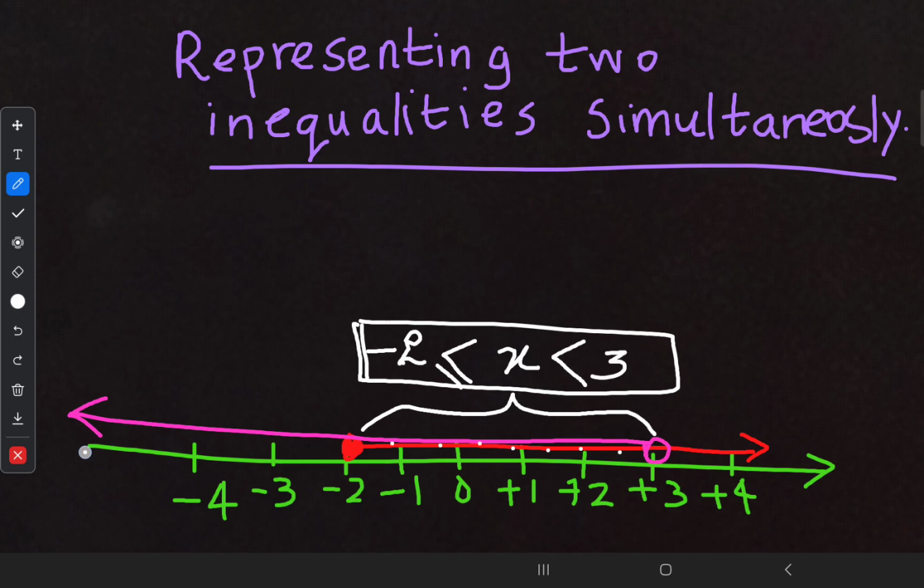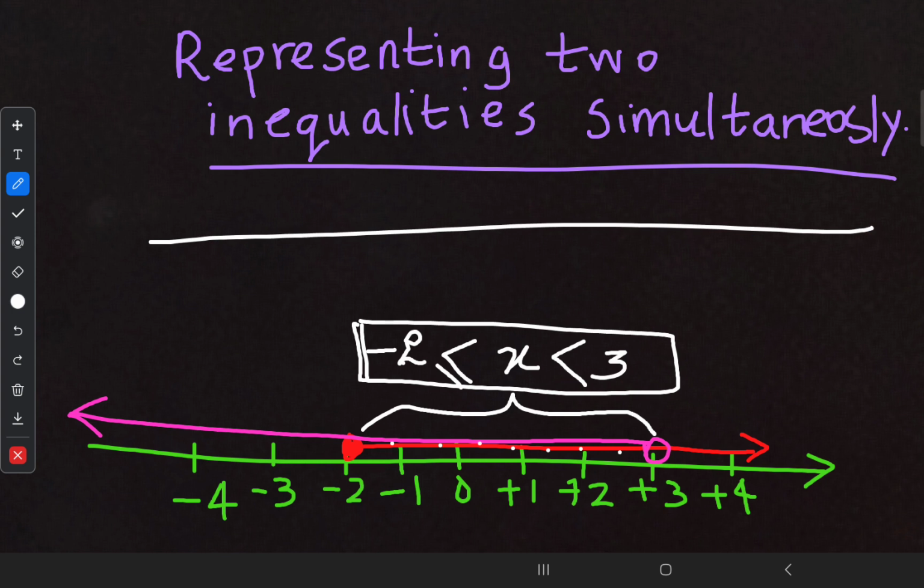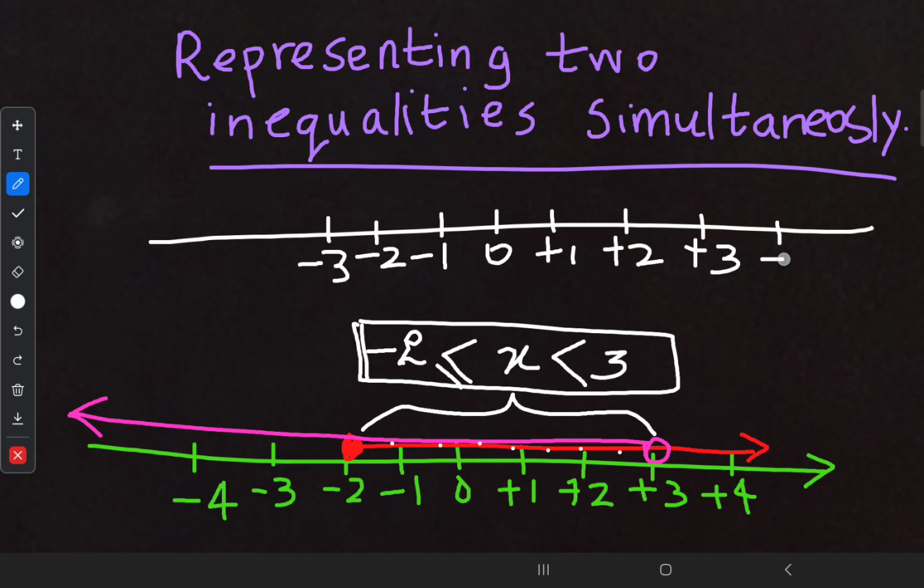We used this green number line to mark our feasible regions for the given inequalities. But to represent your final answer, this is not the proper way, as here there are two arrows. While representing your answer, you have to draw another number line with the needed values: negative 2, negative 3, positive 1, positive 2, positive 3, and positive 4.